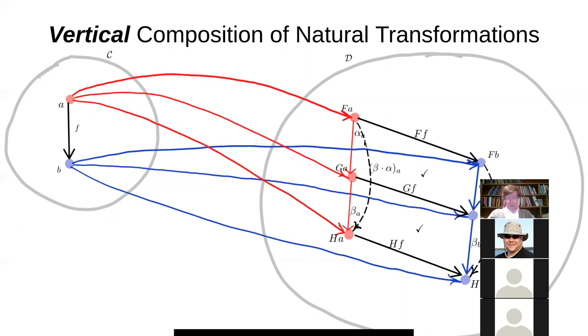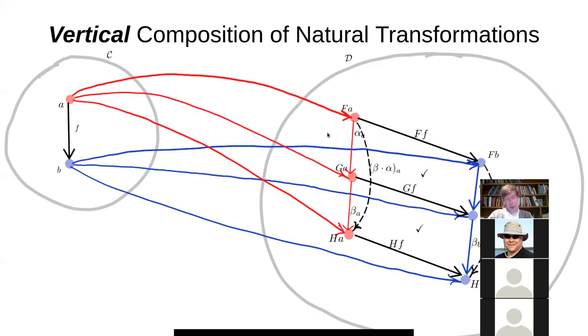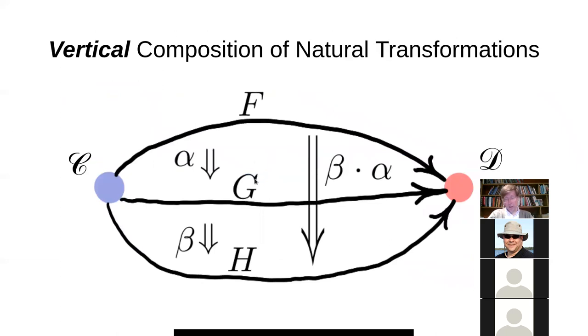Great. Now, what's shown here in a long dashed line is beta after alpha applied on A. So that's this one here. That's the component of that for A. It's just the result of composing this morphism, alpha A, which is guaranteed to exist if there's a natural transformation from F to G, and beta A, which is guaranteed to exist if there's a natural transformation from G to H.